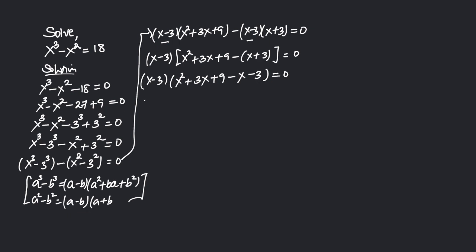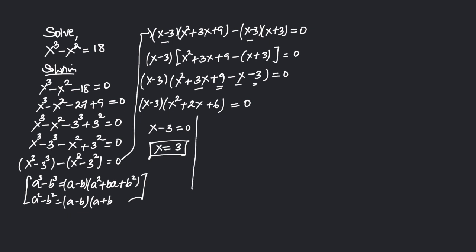We can simplify that further into x minus 3 into x squared plus 3x minus x, which gives us 2x, so plus 2x, and then positive 9 plus negative 3 should give us positive 6. So x squared plus 2x plus 6, and the whole of that is still equal to 0. As you can see, our first solution we'll get from x minus 3 being equal to 0, which means x is equal to positive 3. So that's our first solution.